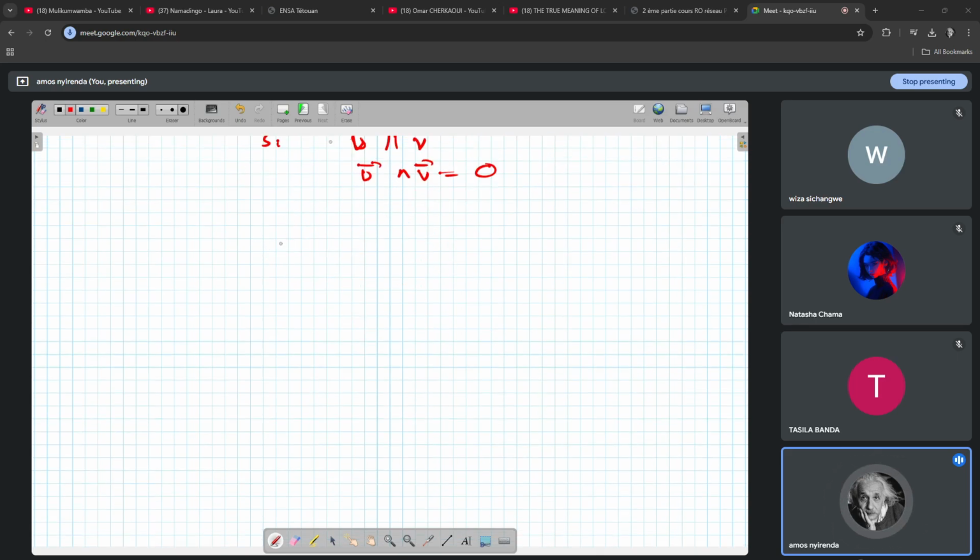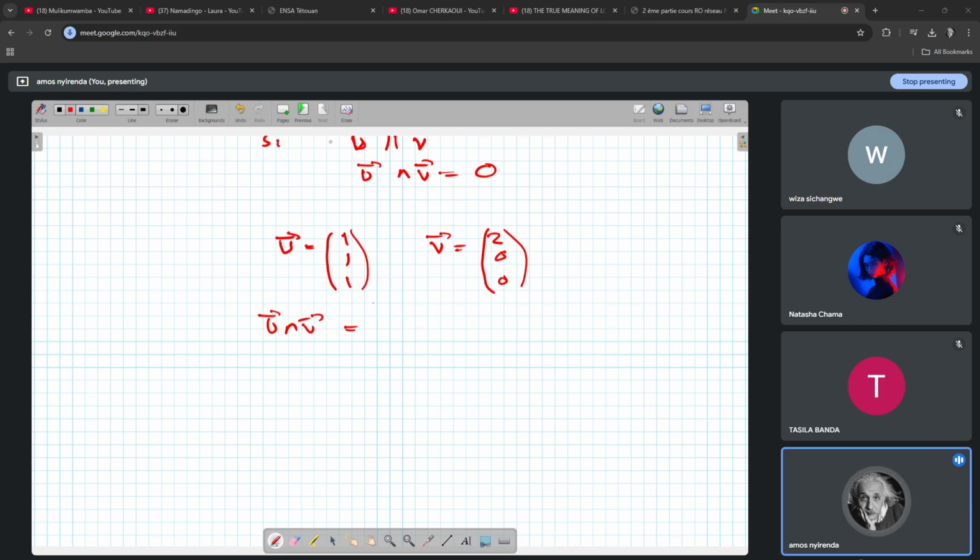I'm going to take very simple vectors so that we don't waste a lot of time. Let's say u is the vector 1, 1, 1. Simple. You can choose whatever you want. Let's say v is the vector 2, 0, 0. Now, what is u vectoriel v?